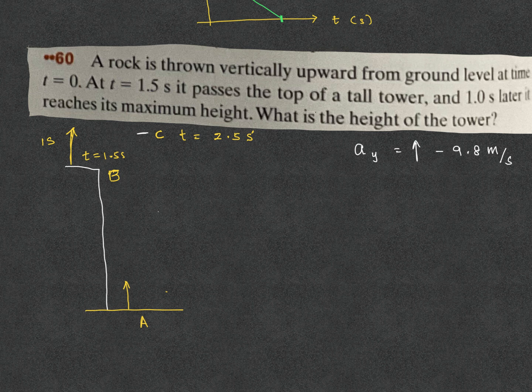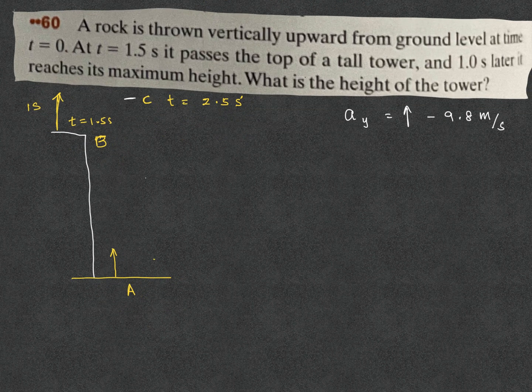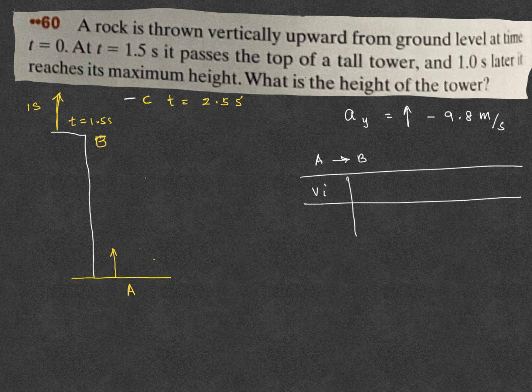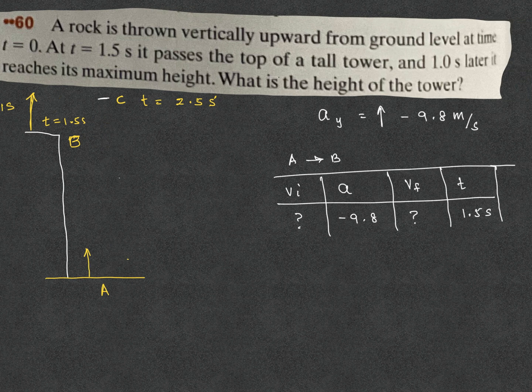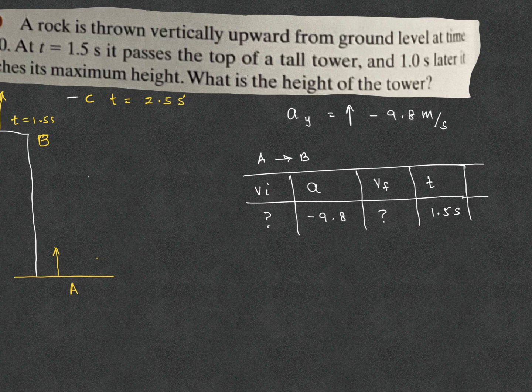So I am going to do two tables. In table number 1, I am going to take the information given to me from A to B. There's nothing much, right? The initial velocity I don't know, the acceleration I know, negative 9.8, the final velocity from A to B I don't know, the time elapsed I know, 1.5 seconds, and the height of the building, which is delta y, I don't know.